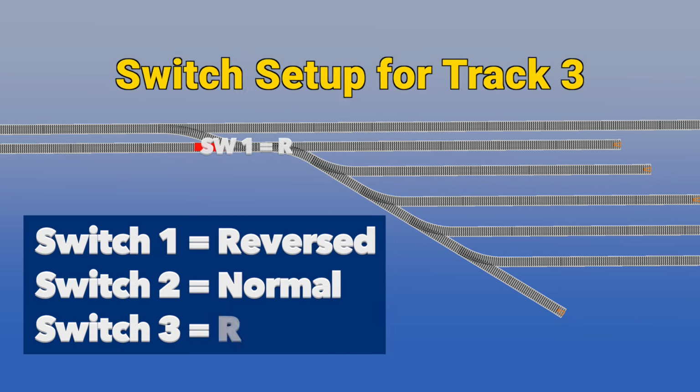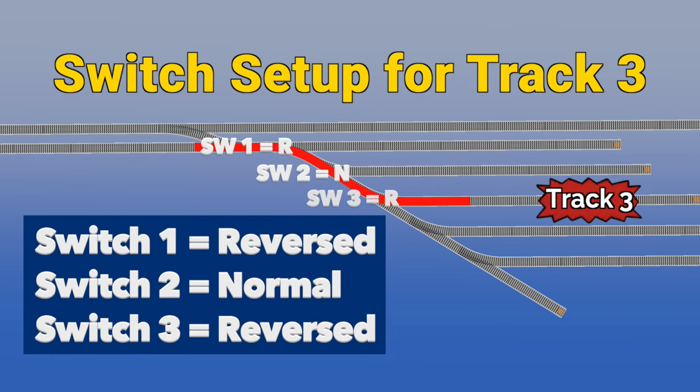In planning a route, you should make a pencil diagram first of your yard lead. Then you can determine which way each switch has to be thrown to line up for each track in the yard. Then when you start to set the switches into the remote, you'll have a good plan of action.